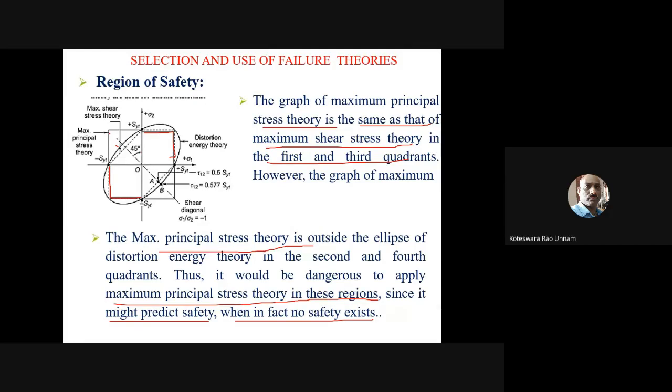So here you can see that this is the second quadrant and this is the fourth quadrant. In this, your maximum normal stress theory region is up to this point, like I already explained. So it falls outside this failure envelope in both these quadrants. Therefore, if the point is here, the maximum normal stress theory is saying that the design point is safe, but according to this theory it is not safe. So actually this is not safe.